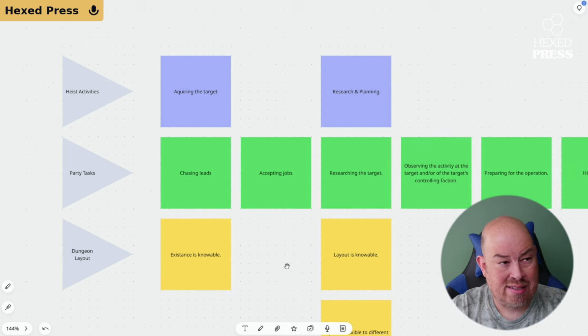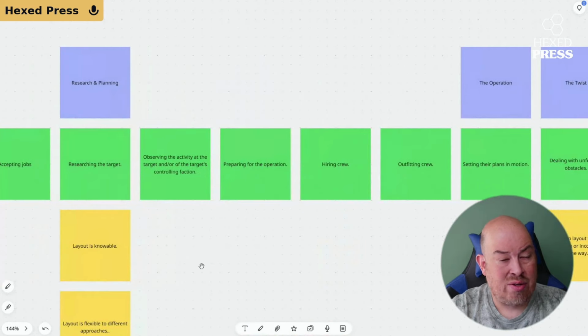The next task for a heist is the research and planning phase. We often see this in movies. In Ocean's 11, they usually have a lot of fun with all the different things they're doing to try to figure out, getting the plans to the place, the observations. So we're looking down at what the party's doing. Okay, they're researching the target. What do we know about the necropolis?